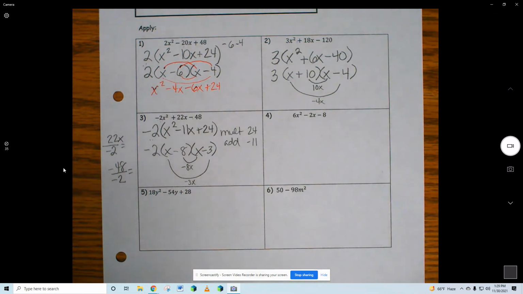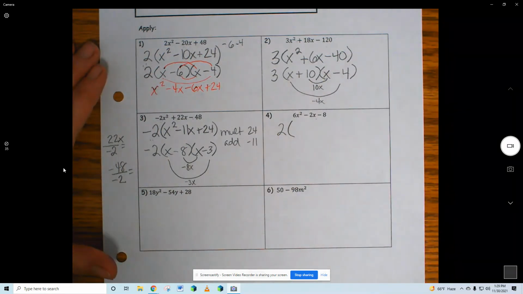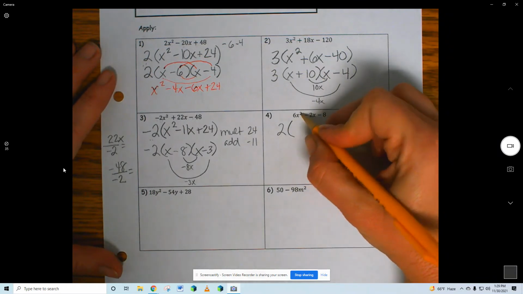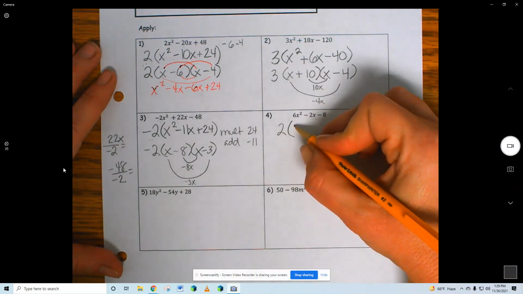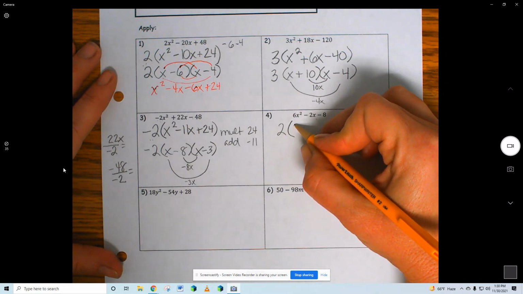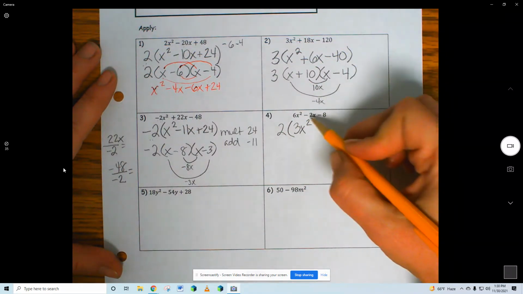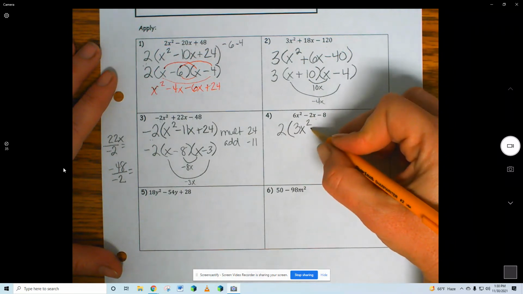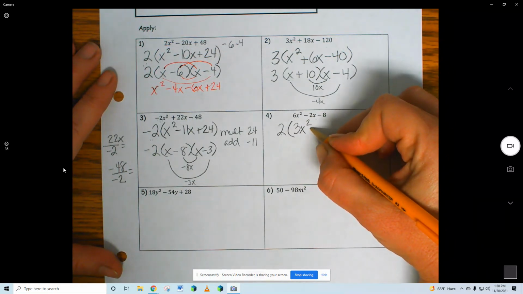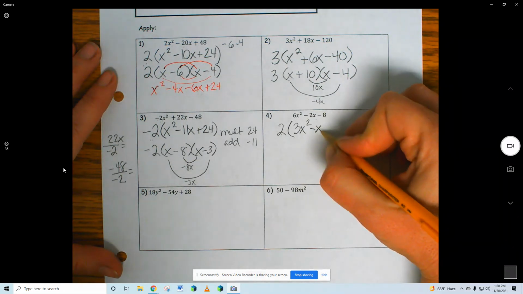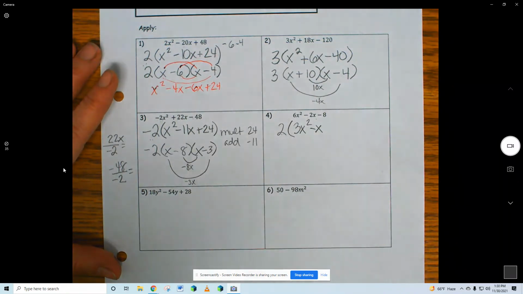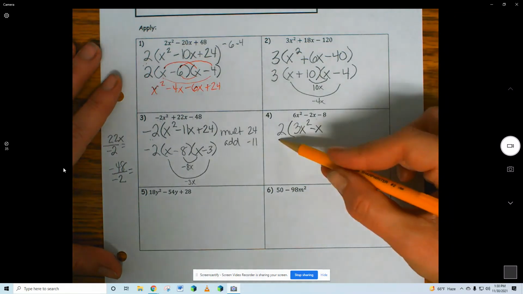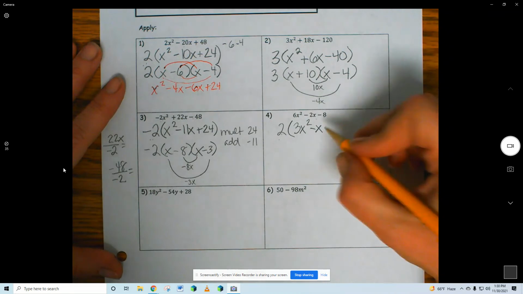Trucking right along. Number 4. A 4, a 2, and an 8. What number? 2. 6x squared divided by 2. Okay, I heard 2 people say it. Negative 2x divided by 2. Negative 1x, okay. I never write ones. Ones are a waste of my time and your time too. Negative 8 divided by positive 2. Negative 4.